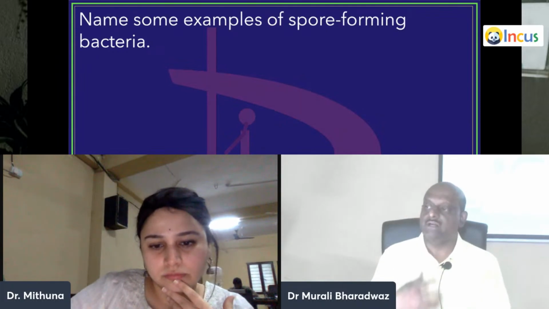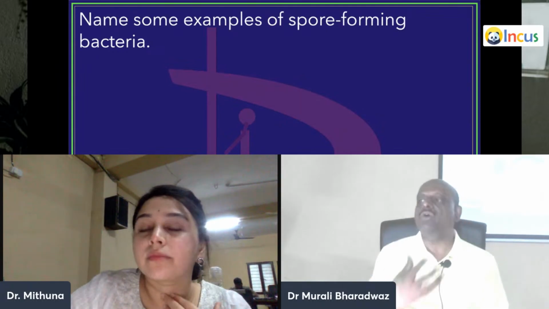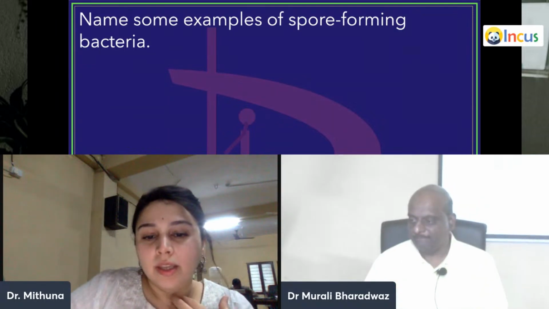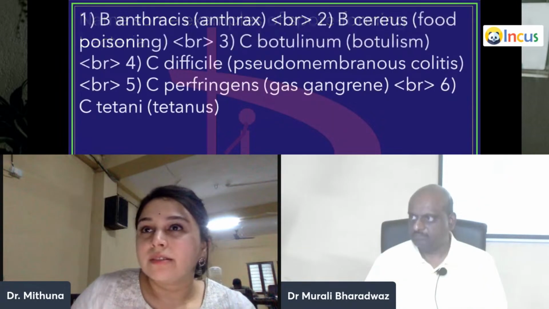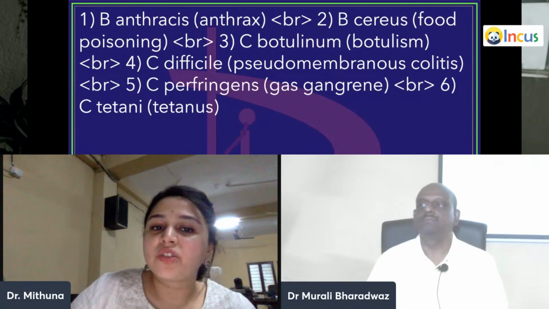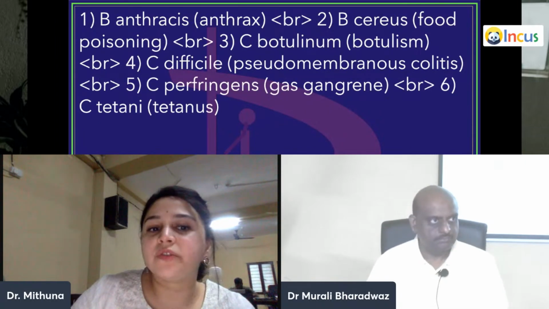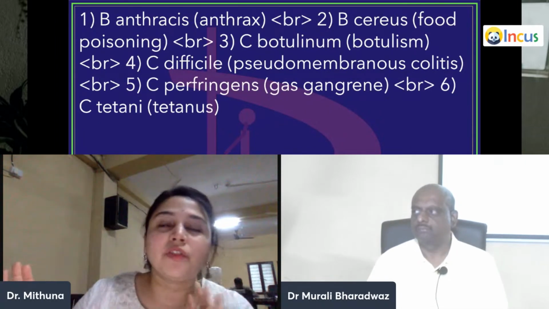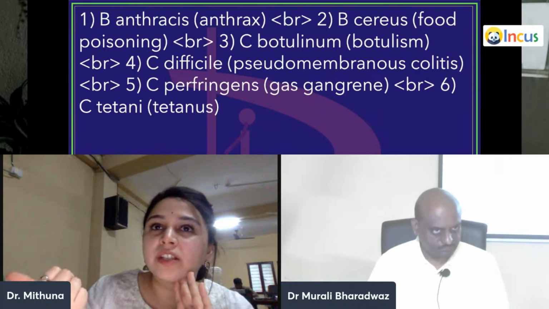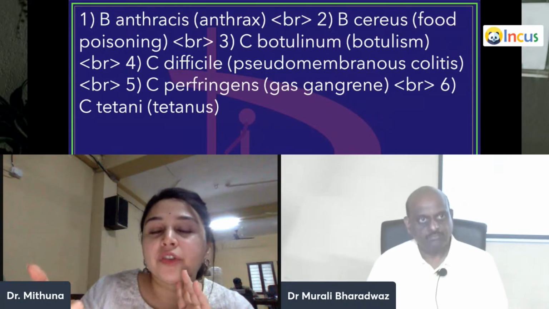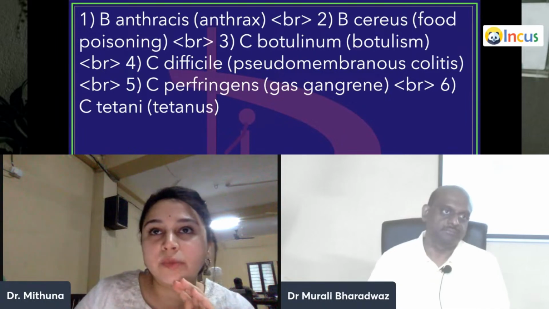Fatafat bolo doctor. What are some of the spore forming bacteria? Everybody knows about anthrax, sir. Also in that family, Bacillus, you have Bacillus cereus, which causes food poisoning, and all the family of Clostridium, which is botulinum, difficile, perfringens, and tetani. All of them form spores.